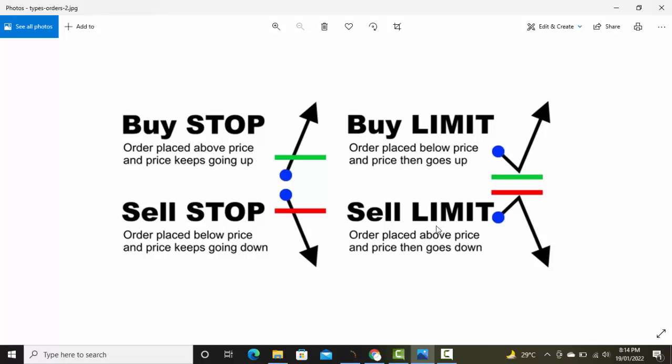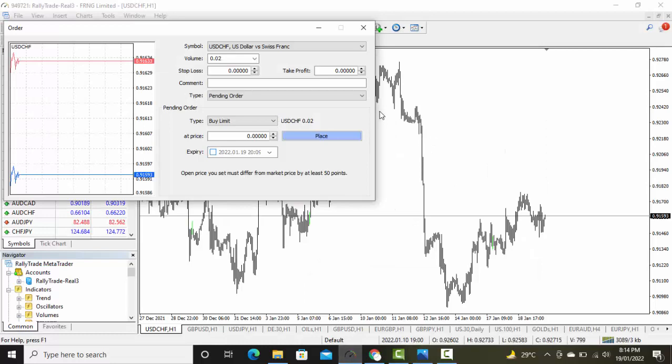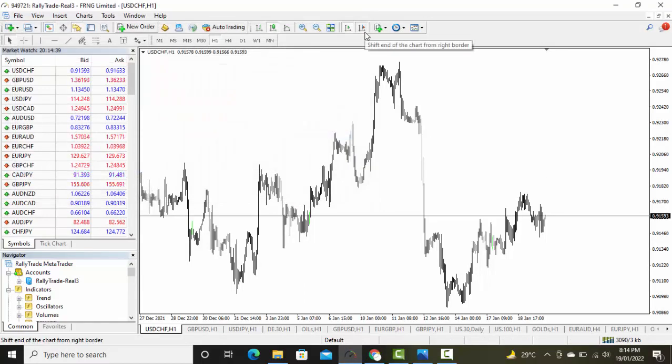So I'm going to take a move to the chart and try to show us when each of these will be applicable in the market.